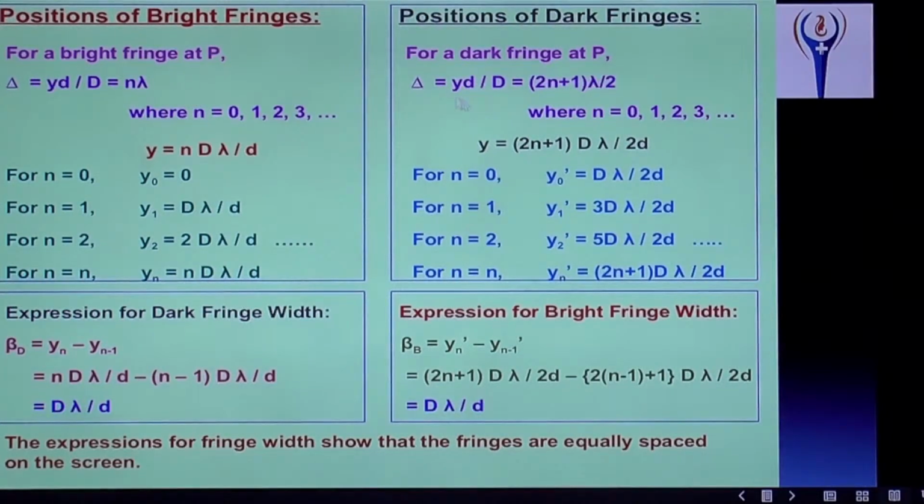And if the path difference is an odd integral multiple of half wavelength, that is (2n plus 1) lambda by 2, that is the condition for dark band. And if you substitute n equal to 0, n equal to 1, n equal to 2, we will get this one. In the same way if you substitute n equal to 0, 1, 2, 3, we will get this.